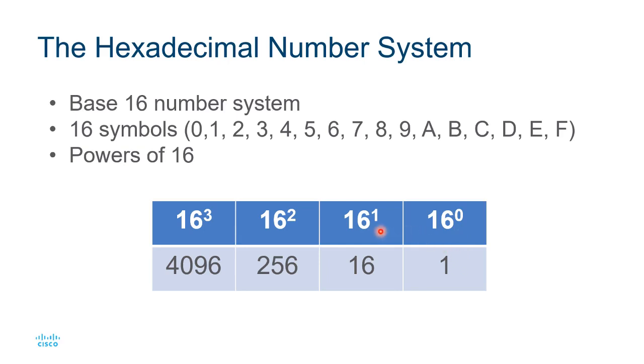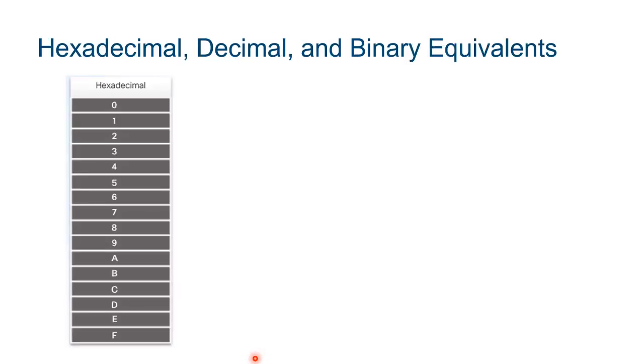This is 16 to the power of 1, or 16. This is 16 to the power of 2, or 16 times 16, which equals 256. And this is 16 to the power of 3, or 16 times 16 times 16, which equals 4096. Let's look at the decimal and binary equivalents of each hex symbol.